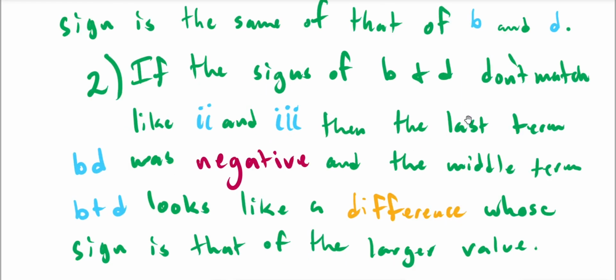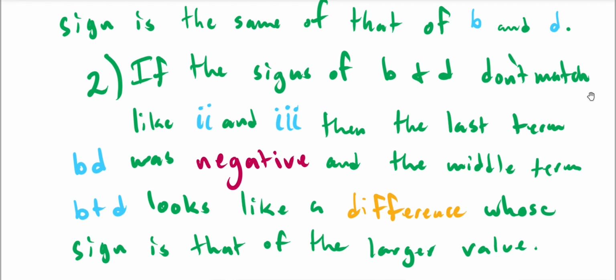What about the other two? Well, if the signs of b and d don't match, one's positive, the other's negative, like in cases 2 and 3, then the last term is going to be negative. That's because a negative times a positive or a positive times a negative is negative. And the middle term, b plus d, looks like a difference. That's because a positive plus a negative is going to take the difference of those two numbers. Now, the sign of a positive plus a negative depends on who's bigger. If the negative is bigger, the sum is going to be negative. If the negative is smaller, the sum is going to be positive.